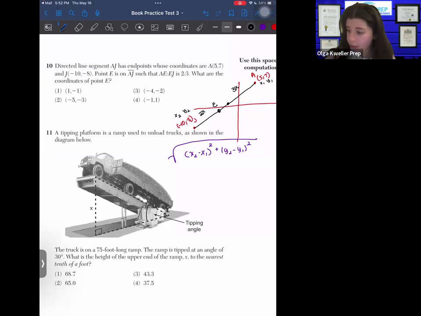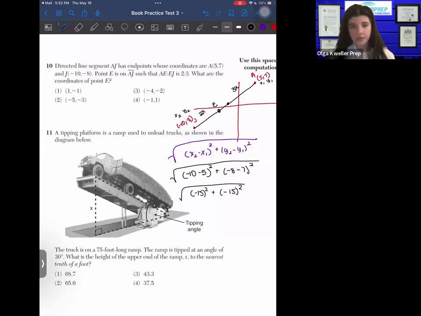So now we plug in. x2 is -10, x1 is 5. So -10 minus 5 squared plus -8 minus 7 squared, and the whole thing is square rooted. Okay, next, be really careful with your negatives, right? So -15 squared plus -15 squared, whole thing is square rooted. Does that make sense? Now we keep going. At this point, my negatives are going to go away, because when I multiply negative by negative, they become positive. So now I end up with 225 plus 225. So now we end up with the square root of 450.